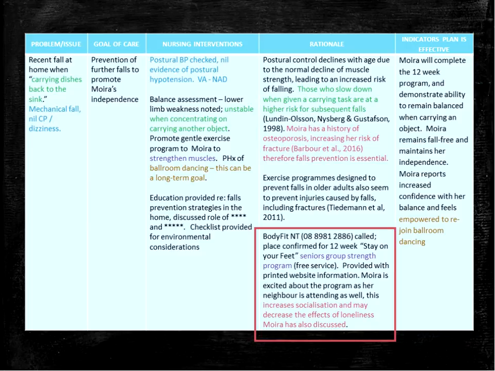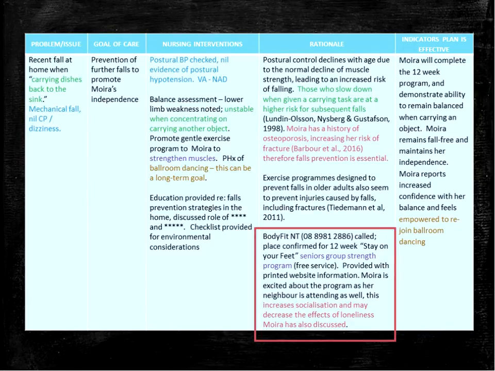Now, I've also noticed that when people are walking, they can have great balance, but once you put something in their hands that they need to concentrate on, like a glass of water, or in this case, Moira was carrying dishes back to the sink, you'll find that their balance gets altered because their brain is concentrating on this, and it's left up to the muscle strength to maintain their balance. So that's an important aspect to note here.